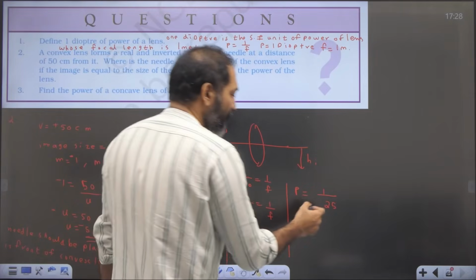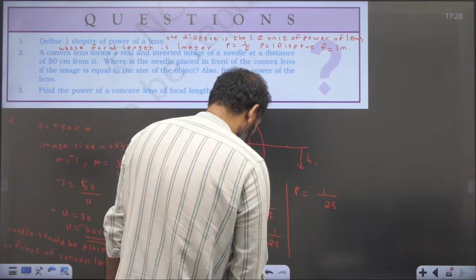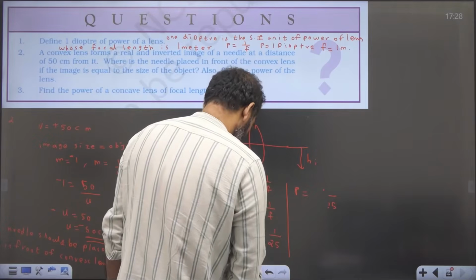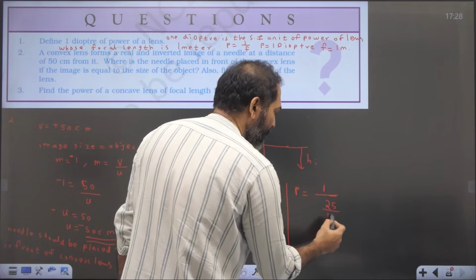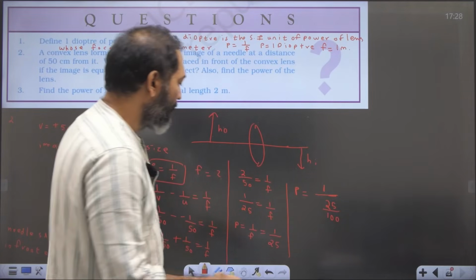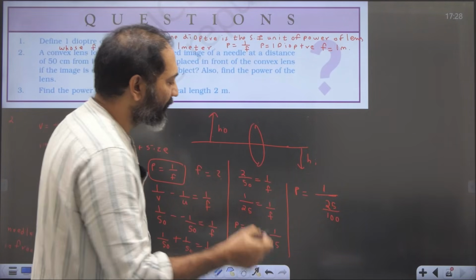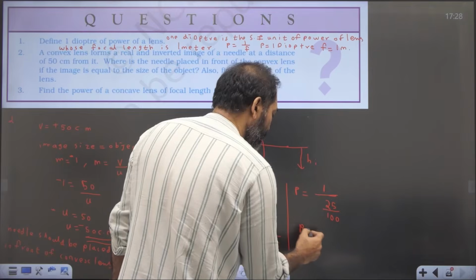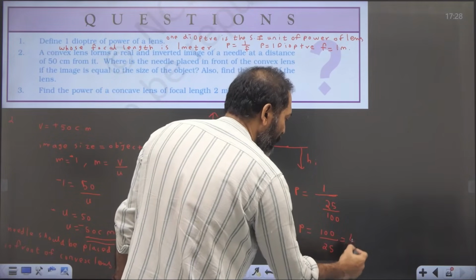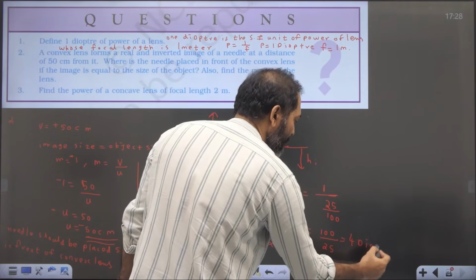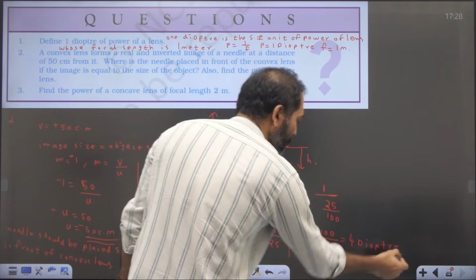So, I will write 1 by 25 by 100. Why 25 by 100? I am converting 25 centimeter to meter. So 100 goes to numerator. So 100 by 25, that is equal to 4 diopter. What is the answer? 4 diopter.